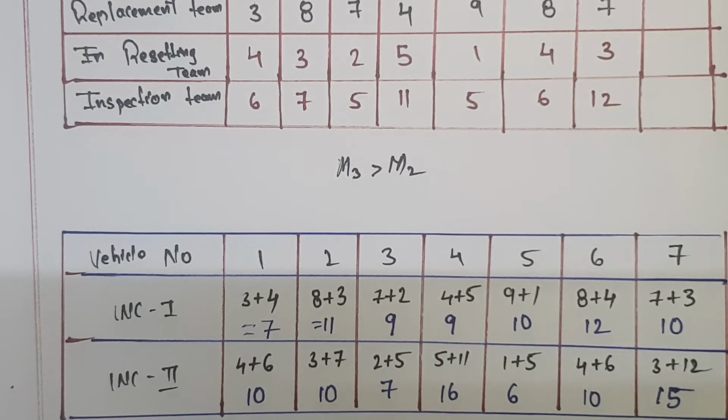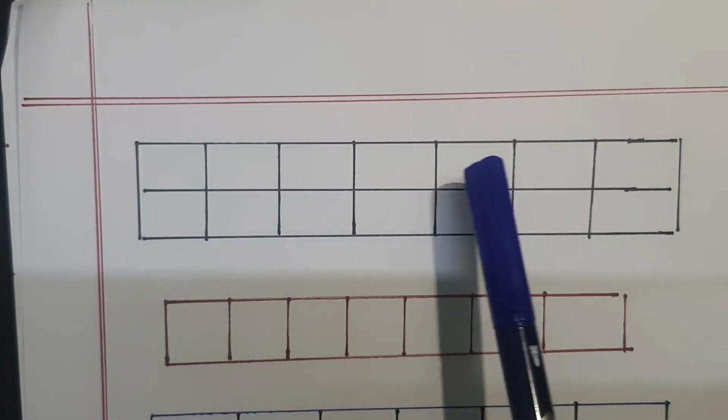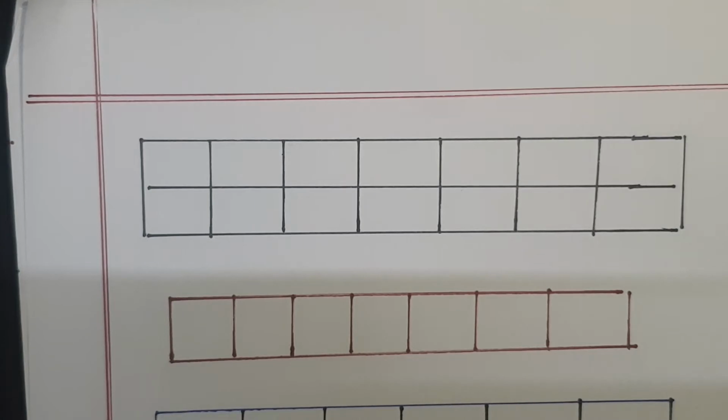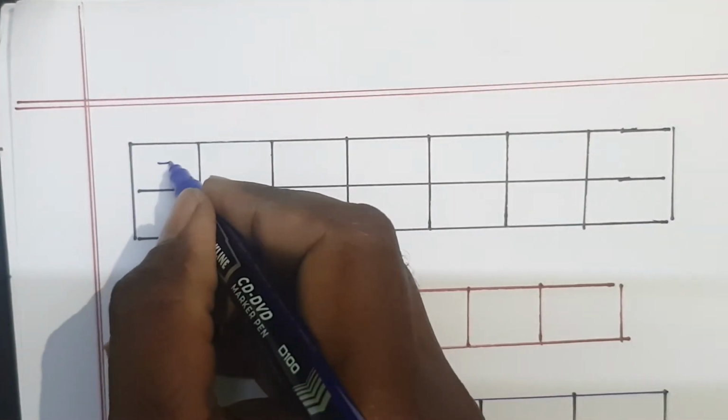Okay? After that you have to create the frequency. So, like this you have to create the box. First one, 1, 2, 3, 4, 5, 6, 7. Total how many are there? 7 vehicles are there. So, here I will write 7.